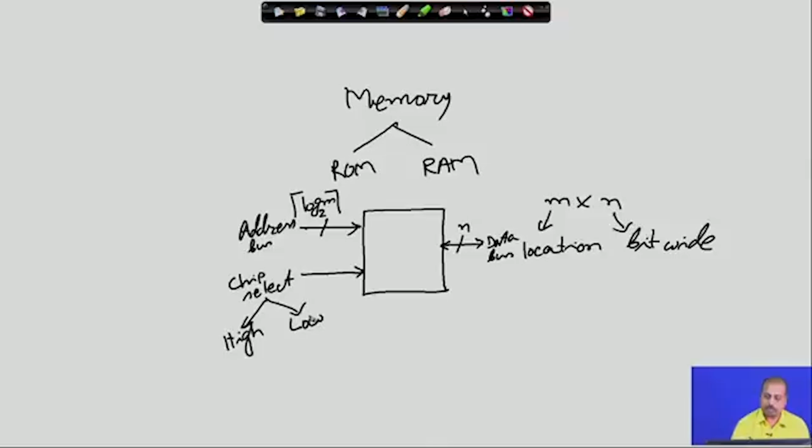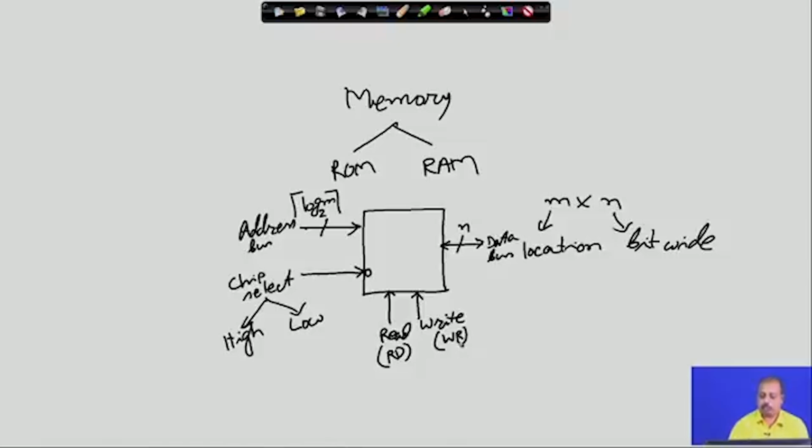The connection that we have shown here is for an active high connection. If you have a bubble here, that means it is an active low connection. So, when the chip select line is 0, the chip is enabled, otherwise it is disabled. Also, depending upon the type of operation that we want to do on this memory, we will have two more control lines. One is called read and the other is called write, generally written as RD and WR.